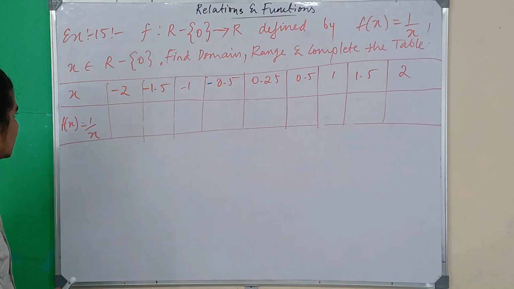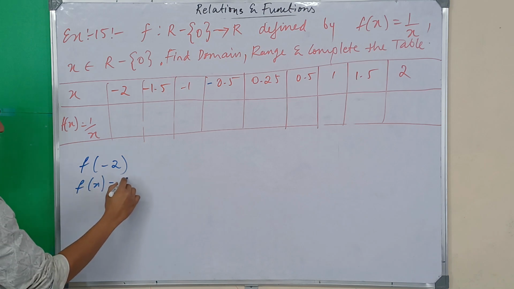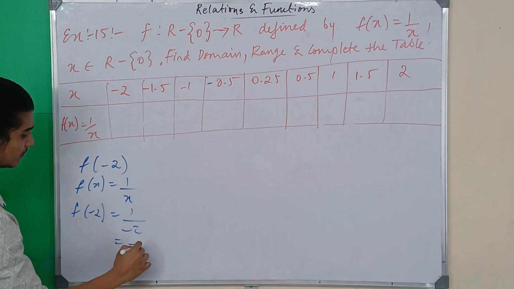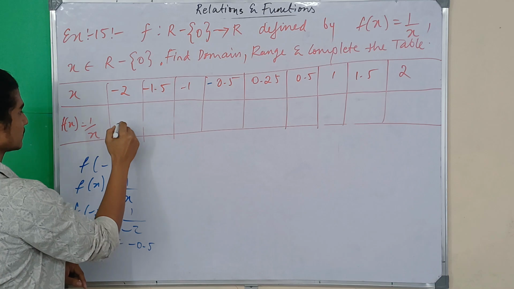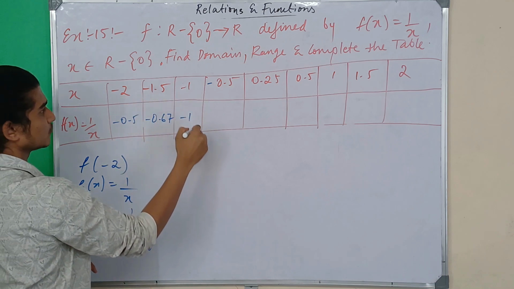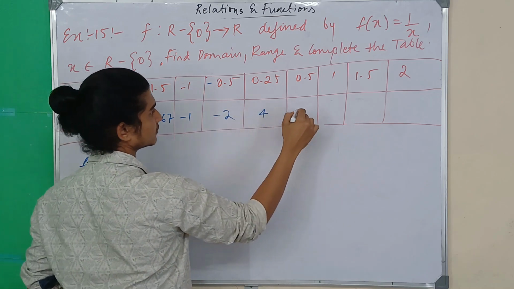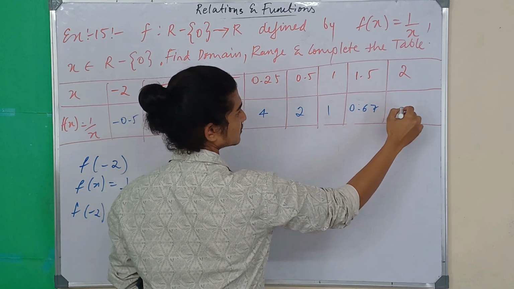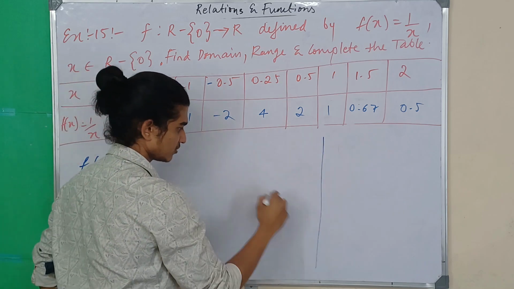So let's first complete this table. So f of minus 2. f of x equal to 1 by x. So if I put f of minus 2, 1 by minus 2 is going to become minus 0.5. In the exact same way, if you solve the rest of the things, you're going to get this as 0.67. This is minus 1, and this is I think minus 2, this is 4, this is 2, 1, this is again 0.67, and this is 0.5.